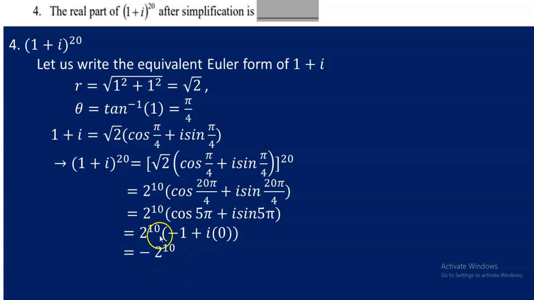So the real part is the number as it is, but we knew that 2 to the power of 10 is 1024. So we do have minus in front, negative 1024 can come. So from this you can understand that, you see, the real part for this is negative 1024. In fact, it's not the real part alone, even the number after simplification of 1 plus i to the power of 20 is negative 1024. I hope you have understood the idea.